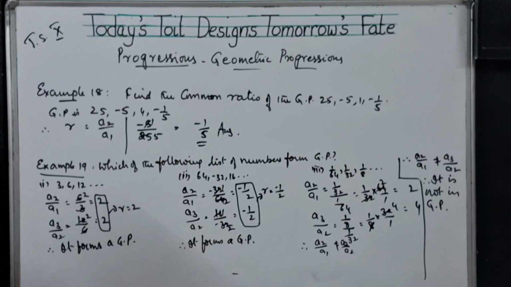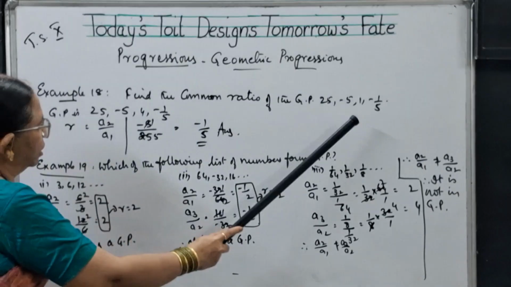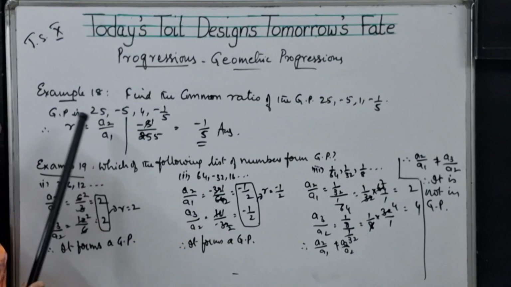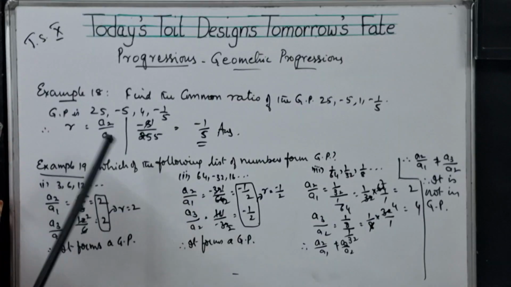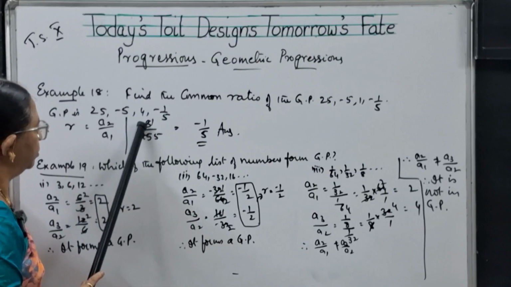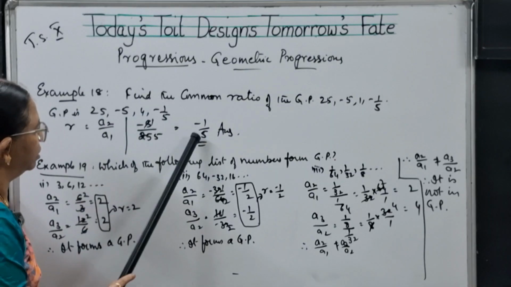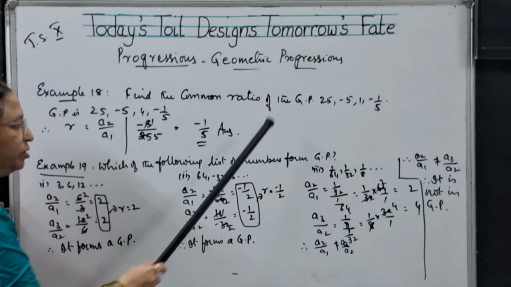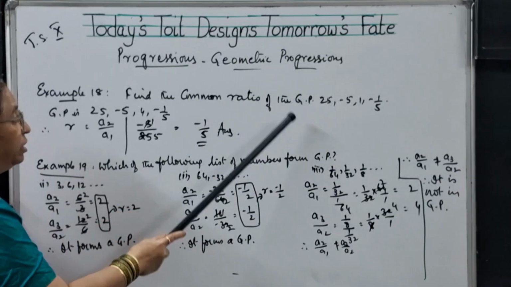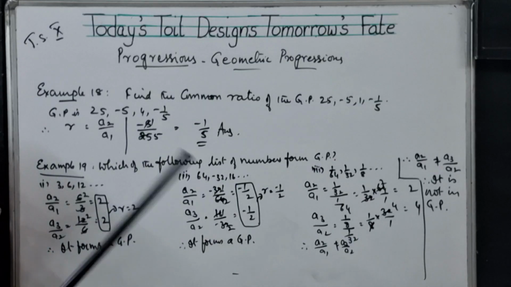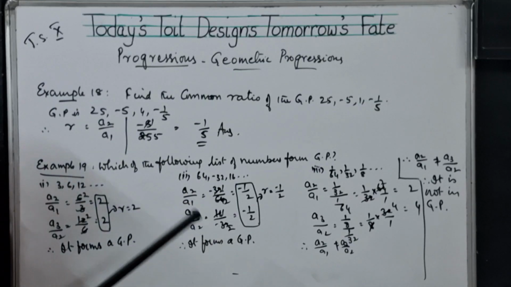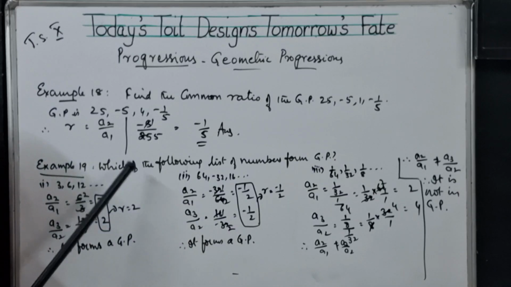So let me explain once again. Example 18 is: find the common ratio of the GP. They said this is in GP. So if it is in GP, you need not search for all the terms. Only the formula of R is A2 by A1. So directly we can take the formula. A2 is minus 5 by A1 is 25. That is minus 1 by 5, the answer. We need not search for all because it is already given that it is in GP. So there is no question of finding out whether it is in GP again. Only the common ratio formula you have to use and you have to do. Now example 19 is: you need to find out which of the following lists of numbers form a GP.